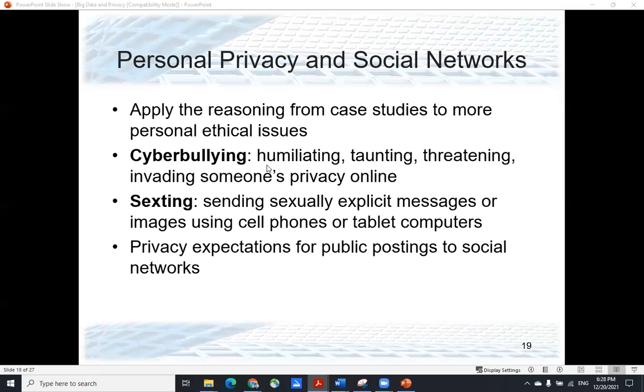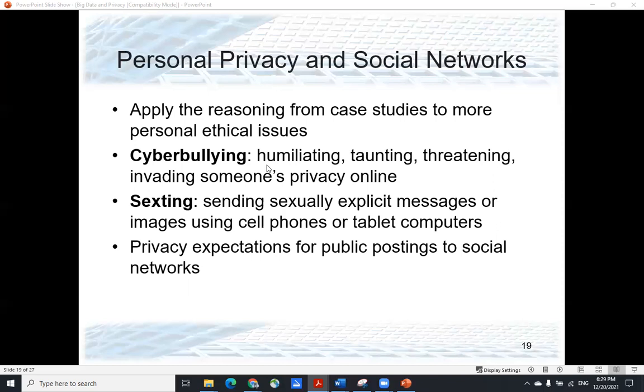Now, personal privacy and social networks. You apply the reasoning from case studies to more personal ethical issues. You have things like cyberbullying, which is basically humiliating, taunting, threatening, and invading someone's privacy online. And of course, we have options now on social media that allow you to report such activities, and if those are legitimate reports, then sometimes they end up blocking the person that is taking such bad actions. And there are things like sending sexually explicit messages or images using cell phones or tablet computers.